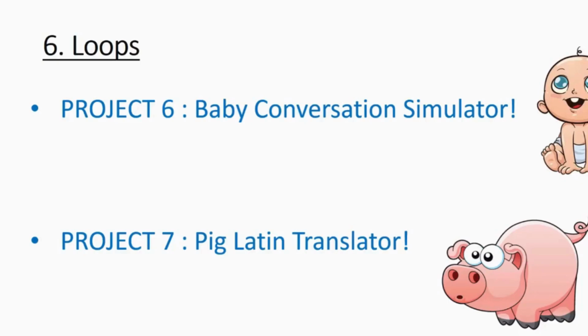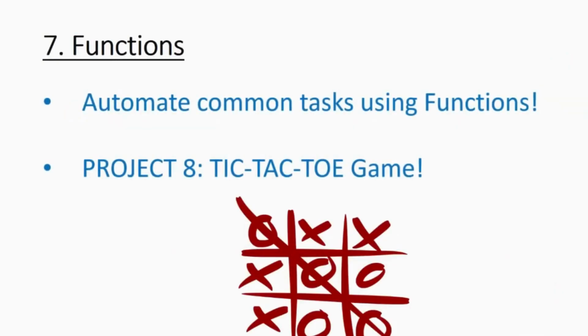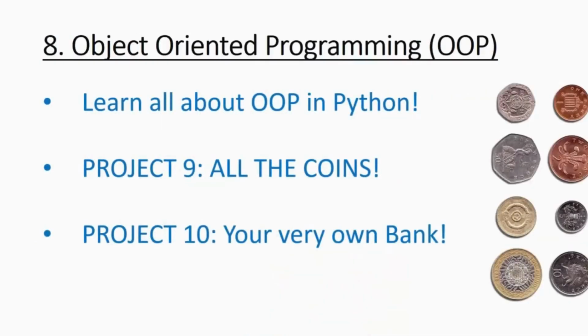After that, we're going to learn about creating functions in Python. Functions are ridiculously useful, and we're going to use them to create a game of tic-tac-toe, or 3 in a row, or Xs and Os, or whatever you want to call it. You've definitely played it. Then finally, we're going to learn about object-oriented programming, or OOP, in Python.